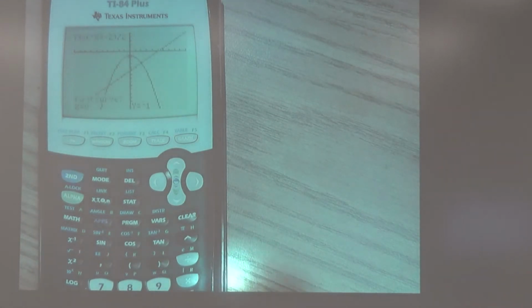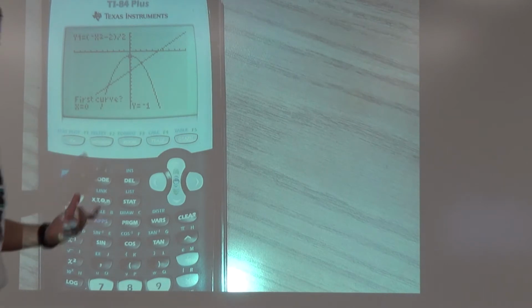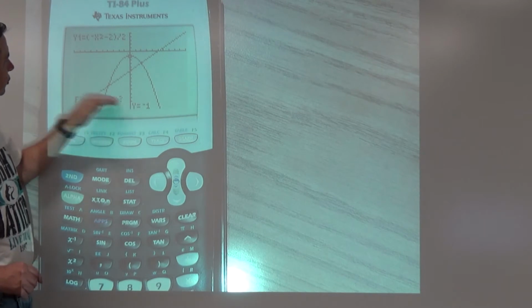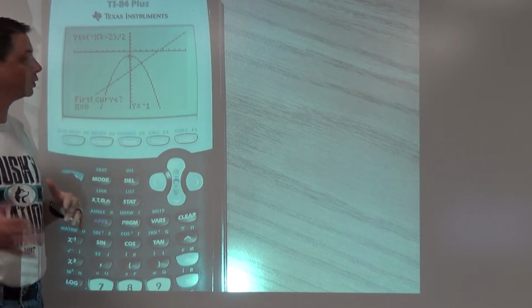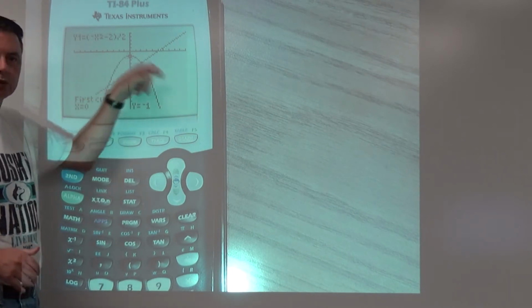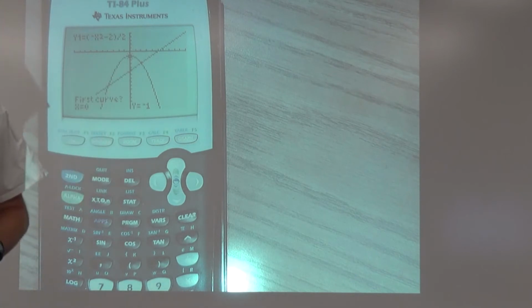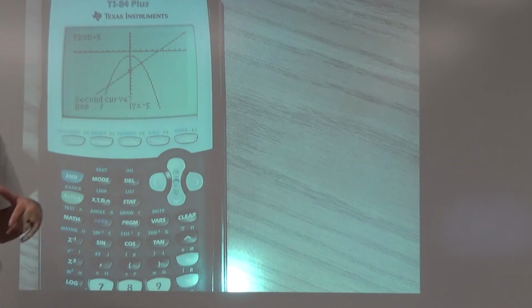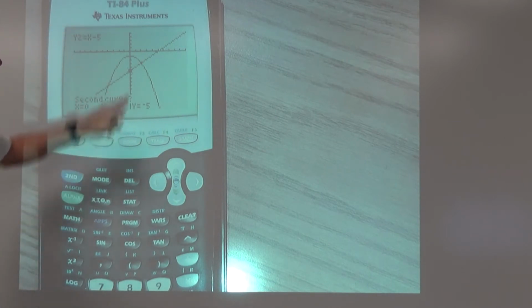So arrow down or just choose 5. Because you might have more than the 2 curves, it's going to ask you which one is your first curve. You have to choose which one. So yeah, that seems reasonable. That's our first one, the parabola. So I'm going to hit enter. And then it's going to ask you, is this your second curve? And if it's not, just arrow down. It'll jump down to the next one. But this is, so we're good.